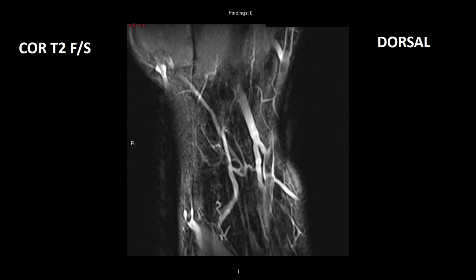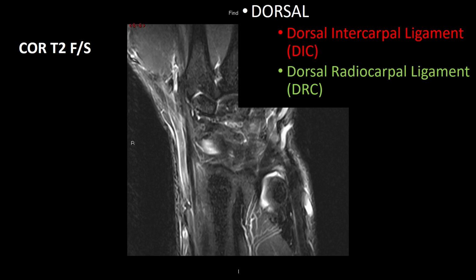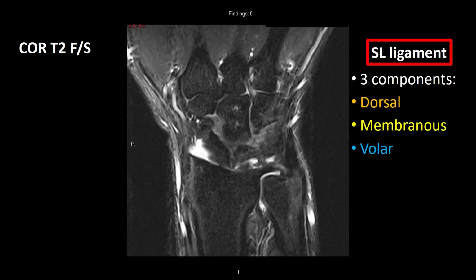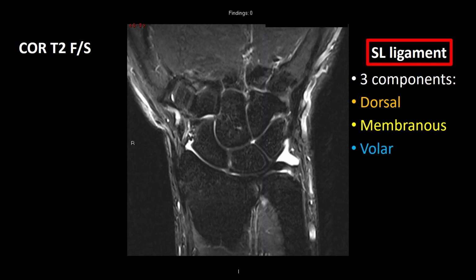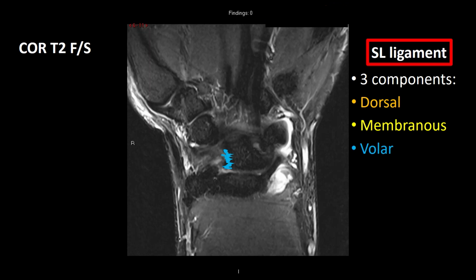So let me show you these on MR. We're going to start with the coronal T2 fat sat and start off dorsally. As we go through the wrist here, you can see those two dorsal ligaments. And as we go more volar, we're going to start seeing the components of the scapholunate ligament. There is the dorsal band, which is taller because it's that upper part of that U. And then the thinner bottom part of that U is the membranous portion, which is described as being triangular. And then again, the volar band, which is that taller volar aspect in that U-shaped ligament.